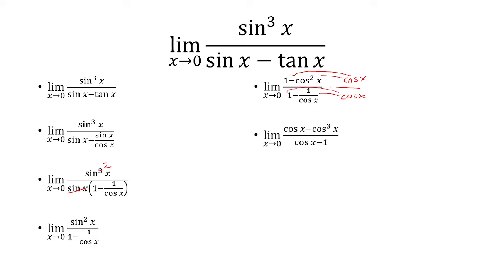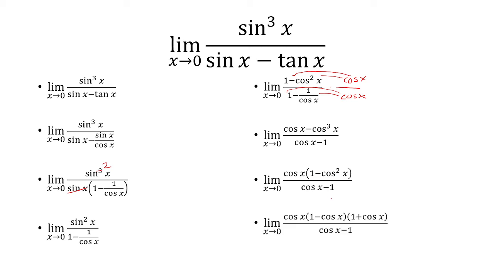So we'll have cosine minus cosine cubed over cosine minus 1. Now we can factor our cosine from the numerator. We'll have 1 minus cosine squared in parentheses. And we can further factor that out as 1 minus cosine times 1 plus cosine.